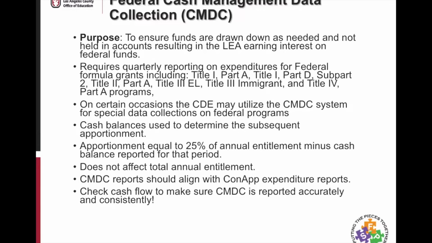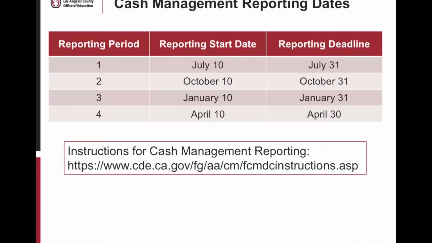So CMDC is important for that reason, and it's only for your formula grants that are not on a reimbursement schedule. Some programs are on a reimbursement schedule. You have to spend the money and then request reimbursement. The formula title programs you see there are not that way. You get funds at the beginning of the year to work on, and then you get more funds when you've spent them down.